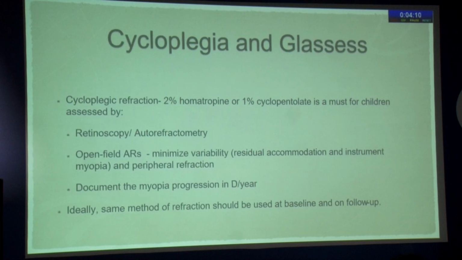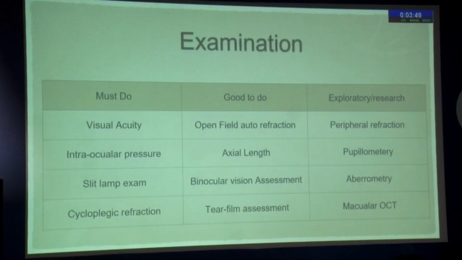Open ARs are now being propagated because they tend to minimize the residual accommodation and also the instrument myopia. They also help us in doing peripheral refraction, which is being advocated as part of assessment in cases of progression of myopia, and also help document the myopia in terms of diopters per year. Ideally, we should implement the same method of refraction for a child whenever he comes for follow-up. The must-do examinations are visual acuity, intraocular pressure, slit lamp, and cycloplegic refraction. Good to do are open-field AR, axial length, binocular vision, and tear film assessment.